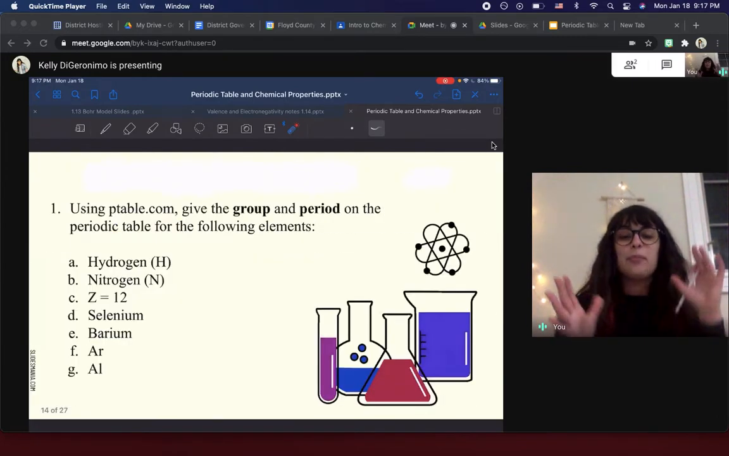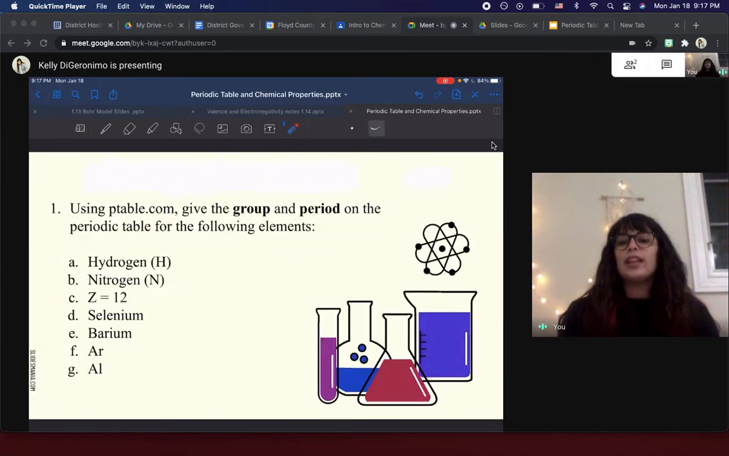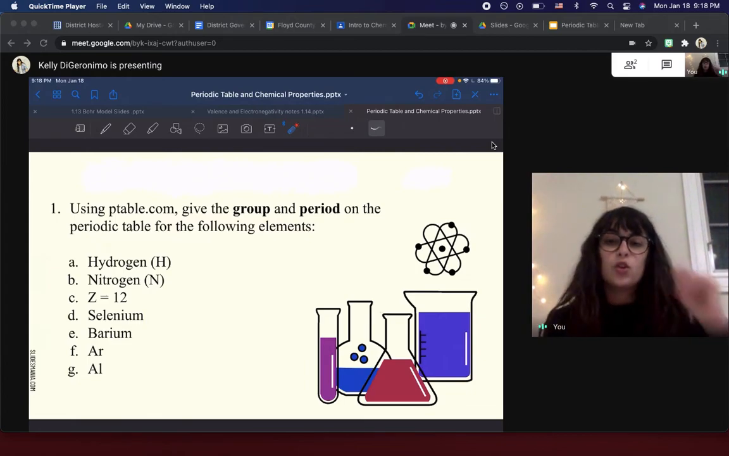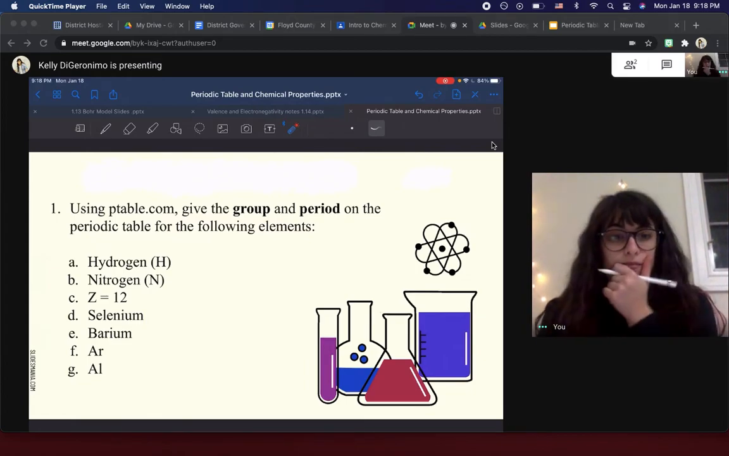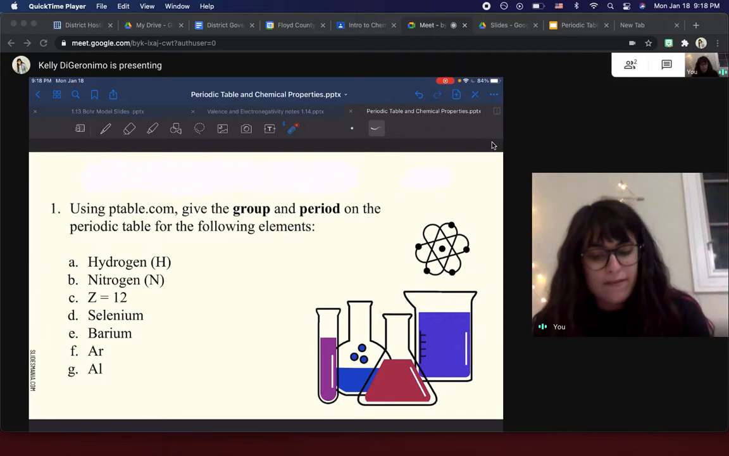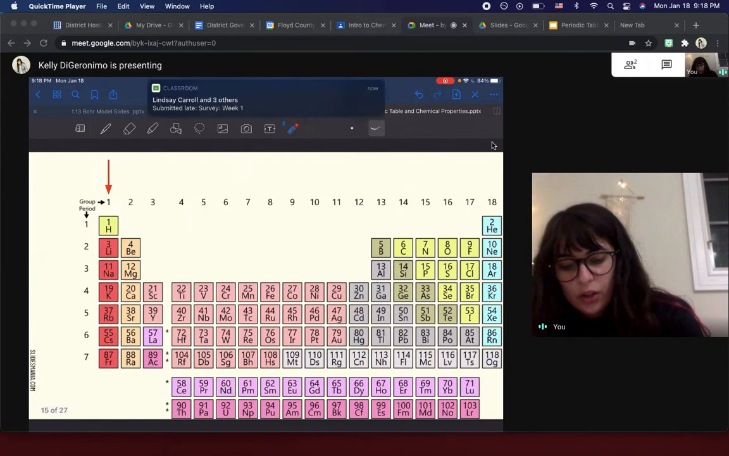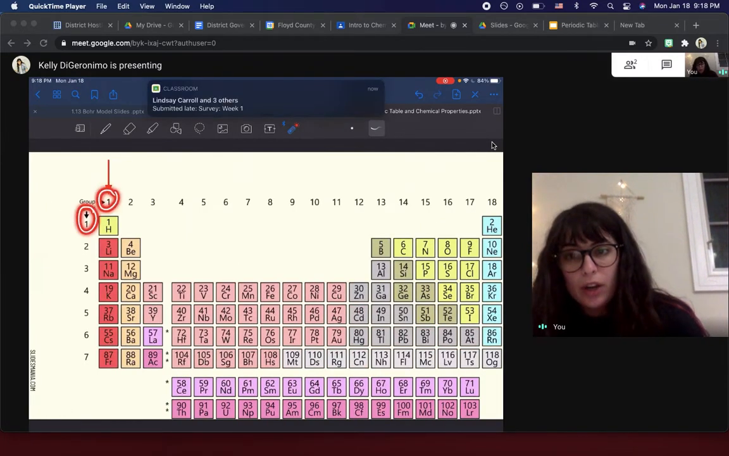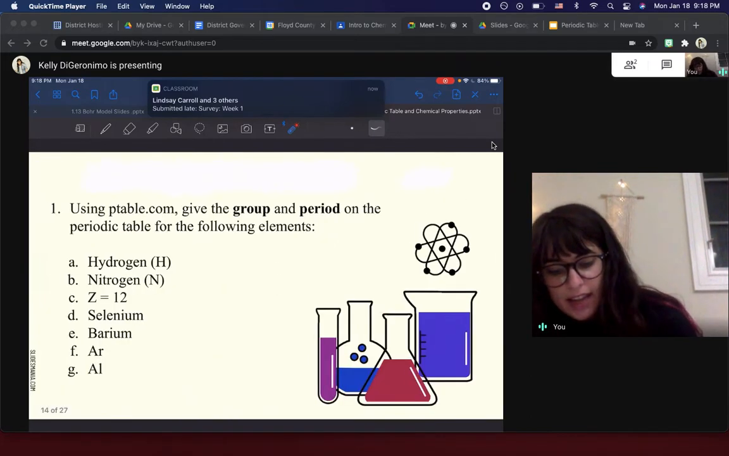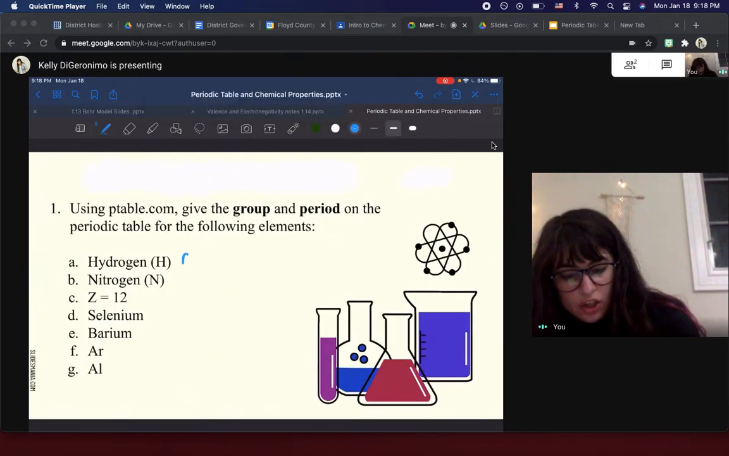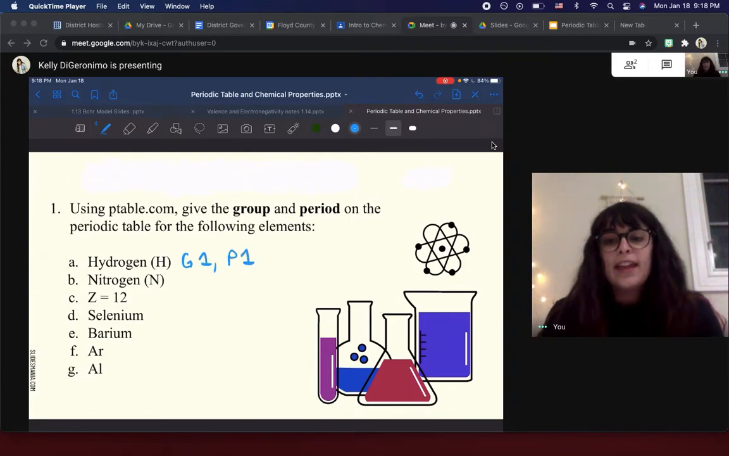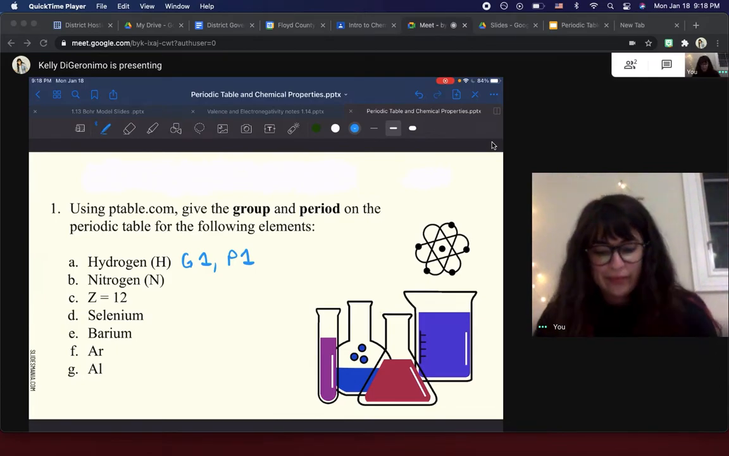We're going to try some practice problems. So let's start with A. Give me the group and period number of hydrogen. You got it if you said hydrogen is in group 1, period 1. Let's take down that answer. I'm going to say G1 for group 1, P1 for period 1. Do the same thing, but for nitrogen. Now let's check it.